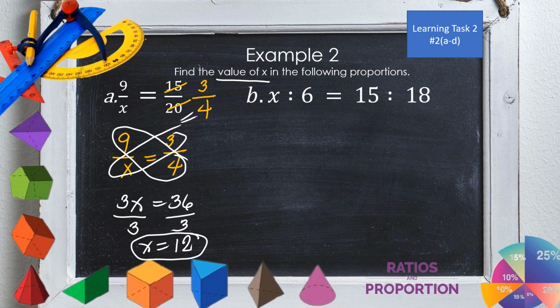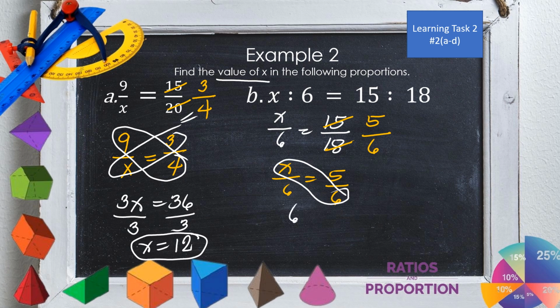Then, let's proceed with letter B. So we write it in fraction form. x over 6 is equal to 15 over 18. We get first its lowest term. 15 and 18 are both divisible by 3. 15 divided by 3 is 5, 18 divided by 3 is 6. So we're going to have x over 6 is equal to 5 over 6. By cross multiplication, 6 times x is 6x, 5 times 6 is 30. Divide both sides by 6, so the value of x is 5.